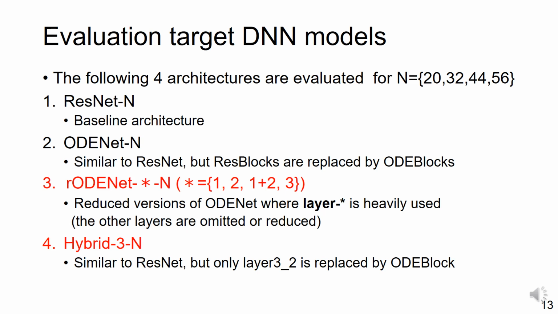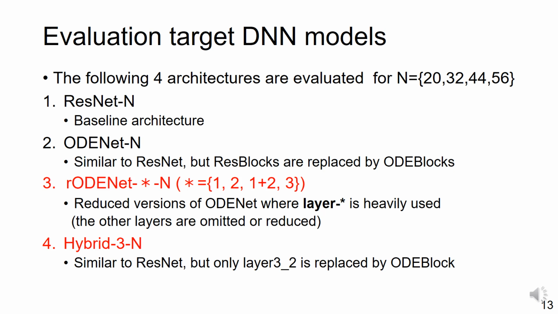The second one is ODENet, which replaces the ResBlock of ResNet with the ODE block. The third one is rODENet, and the fourth one is Hybrid. rODENet and Hybrid are the architectures proposed in this paper. The former is a reduced version of ODENet that heavily uses only one specific layer, which is implemented in the PL part of the PYNQ-Z board. This architecture is expected to reduce the number of parameters and improve the execution time by the dedicated circuits.